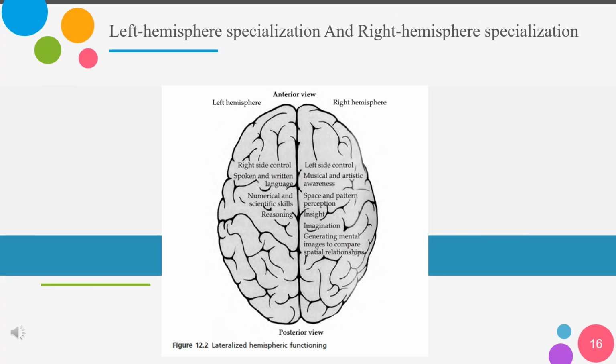Here are some specializations of the left hemisphere and right hemisphere. The left hemisphere is specialized in right side control, spoken and written language, numerical and scientific skills, and reasoning, while the right hemisphere functions as left side control, musical and artistic awareness, space and pattern perception, insight, imagination, and generating mental images to compare spatial relationships.